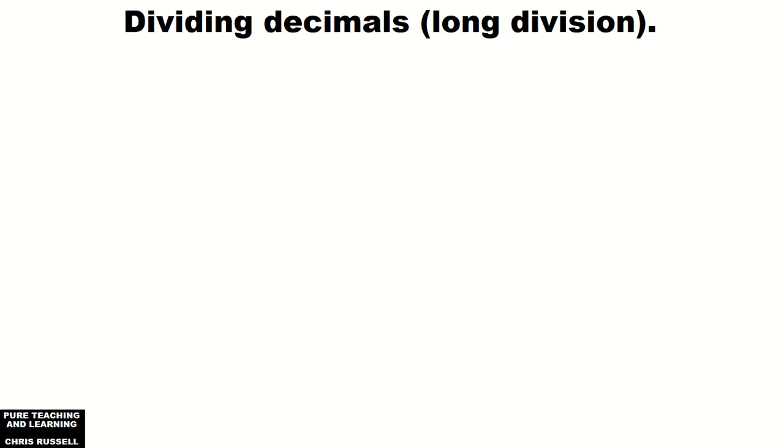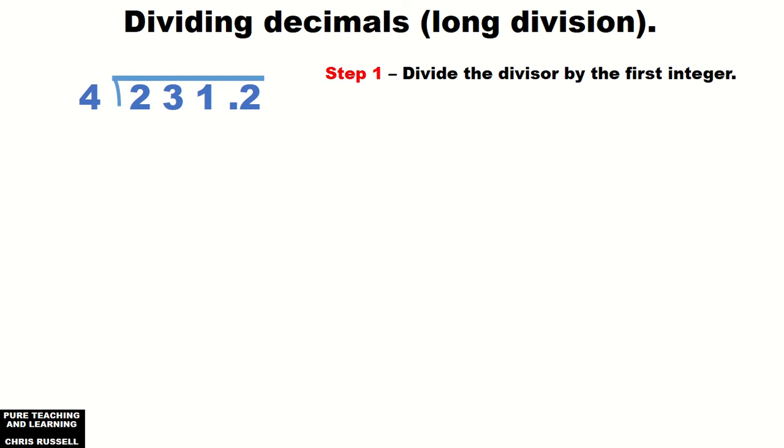Now dividing decimals, long division. So this is another process you can use. We start again, 231.2 divided by 4. Step 1, divide the divisor by the first integer. So how many 4s go into 2? We have 0. Step 2, multiply the quotient by the divisor.